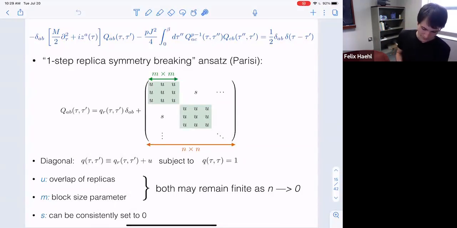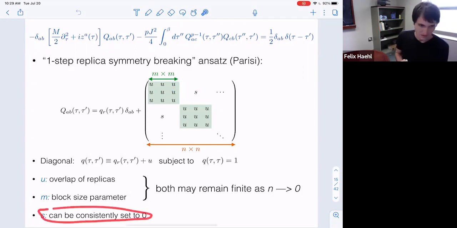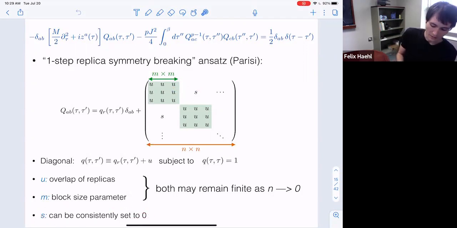Furthermore, the replica symmetry breaking refers to the fact that this matrix is not just a constant on every single entry, but that this U and this S are different. In fact, you can show that you can consistently set S to 0. Then the matrix just reduces to a block diagonal matrix, which has these order parameters along the blocks.